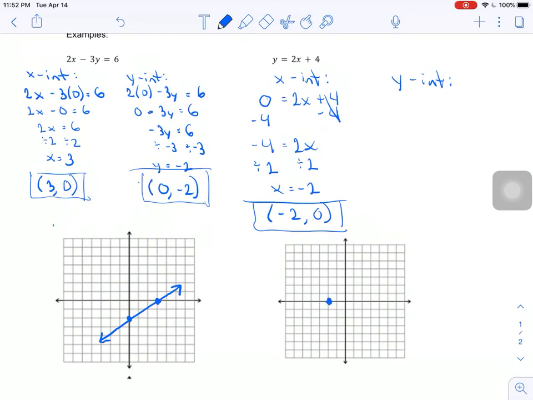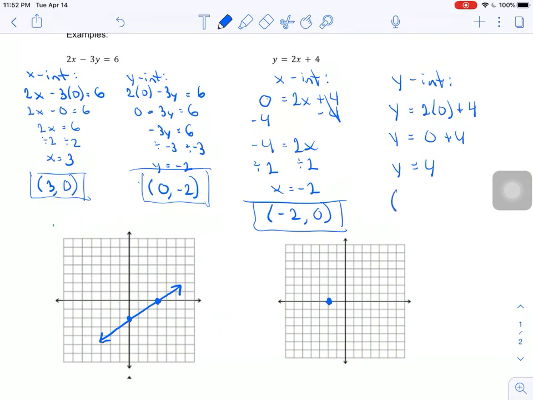It goes right there. To get the y-intercept, I make the opposite coordinate 0. So if I want the y-intercept, I'm going to make the x 0. So if I put a 0 in the x spot in the equation, it looks like this. 2 times 0 is 0. 0 plus 4 is 4. And since y is already by itself, I have the answer. That was nice and easy.